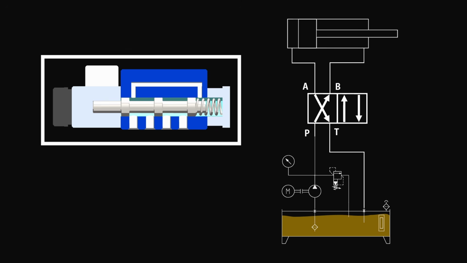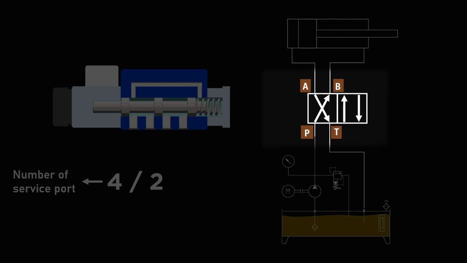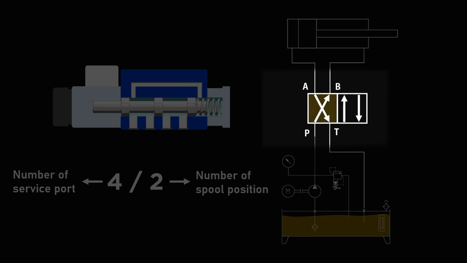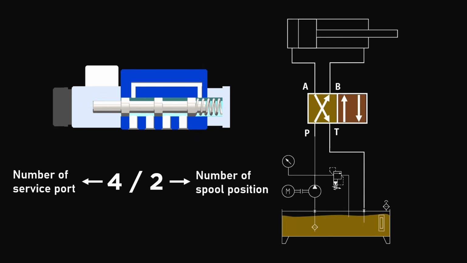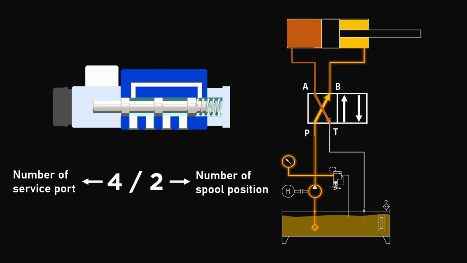Now, this particular directional control valve is called a 4x2 directional control valve. The first number represents the number of service ports in the valve. There are 4: P, T, A and B. And the second number represents the number of spool positions. So this valve has 2 positions, one for extending the cylinder and one for retracting the cylinder.